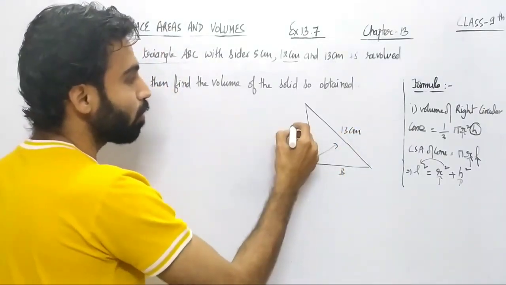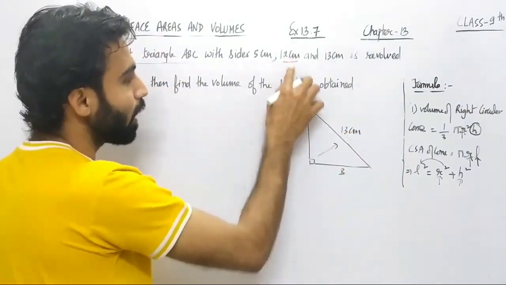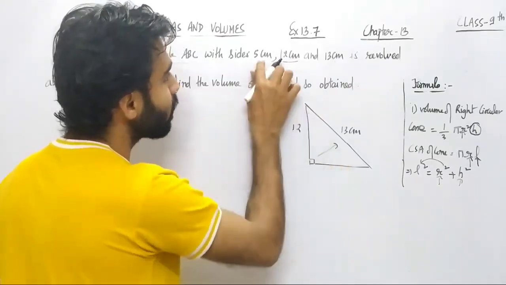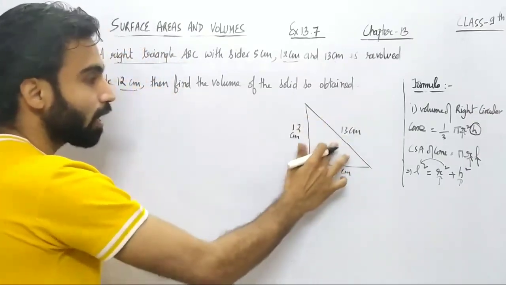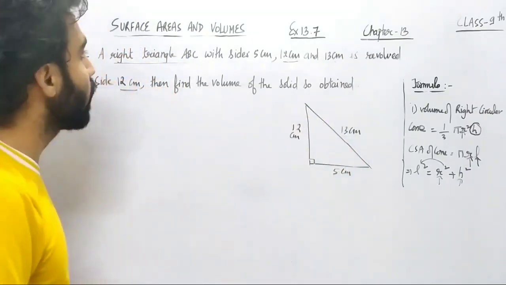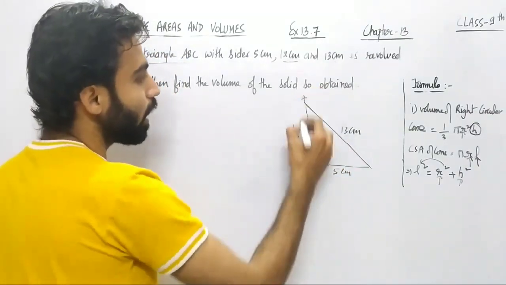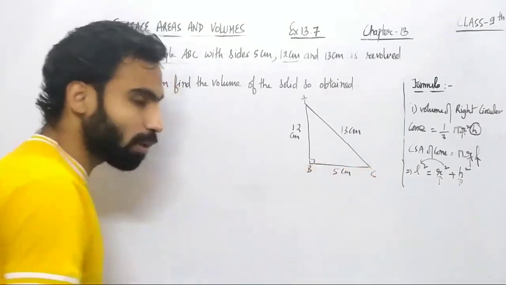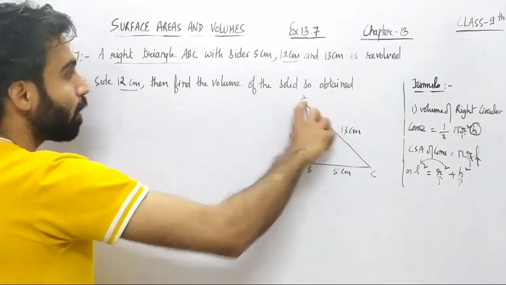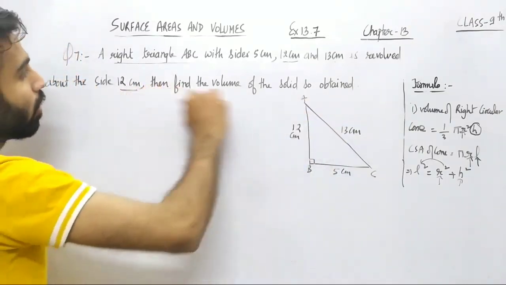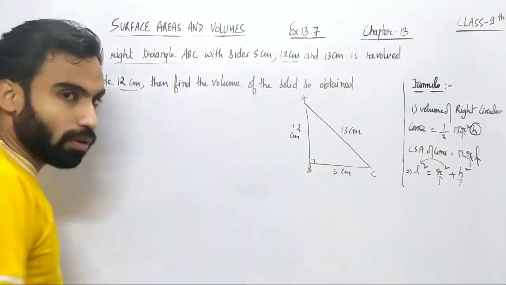Then it's time to write the perpendicular. So I'm taking this as 12. Then the base is 5 centimeters, right? So this is how I have taken the sides. Now we have to give names to it, so you can see A, B, C, right? So I have given the names. Now what are we doing here? We will rotate this right angle triangle around this 12 centimeter side.